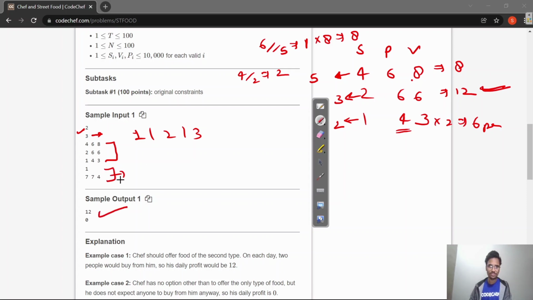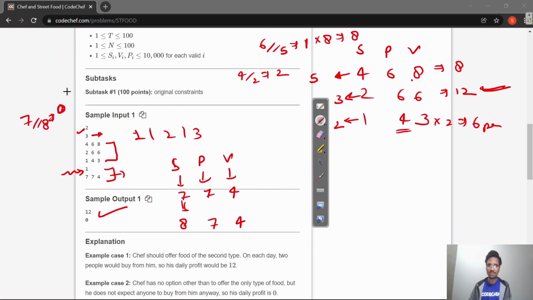Now let's check for this test case. Stores are 7, which means there is only one type of food. Stores are 7, persons are 7 and value is 4. Let's check. If Chef opens a store of this type, then stores will be 7 plus 1, which is 8. Now 8 stores, 7 persons and value 4. So how many persons per store? 7 divided by 8, it's 0.